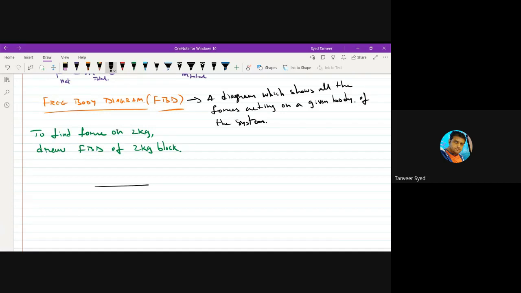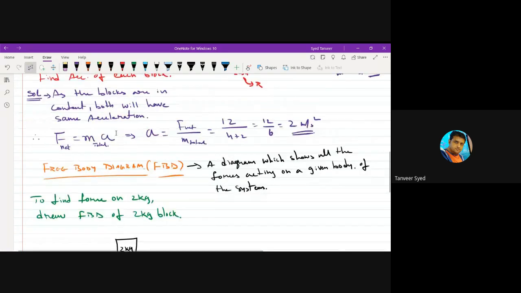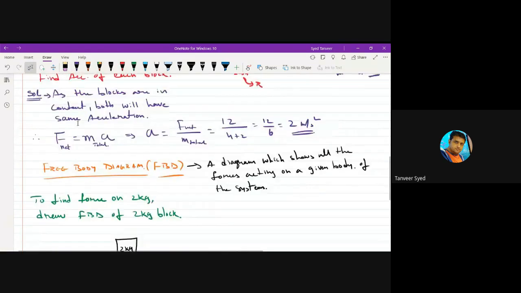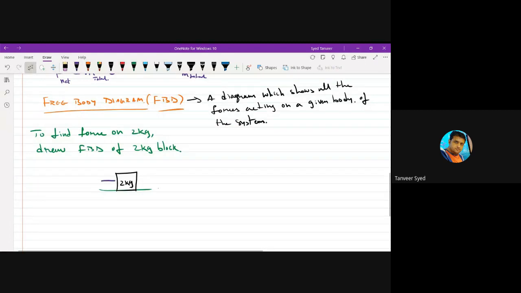So for that, you take 2 kg separately from the system. You remove the 2 kg block and take it separately. This is the 2 kg block. Only that block. If there are any other 1, 2, 3 other blocks, forget them. You take only this 2 kg block. And on this 2 kg block, what are the forces acting? As you can see here, force due to 4 kg, normal reaction by 4 kg and 2 kg is acting. It is this. Let us say this is F dash. F dash, force on 2 kg due to 4 kg.